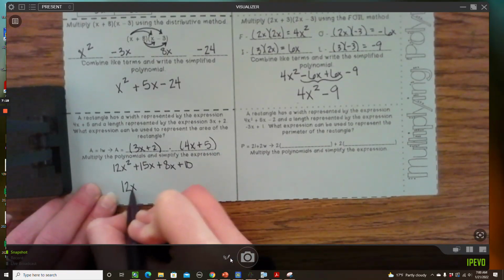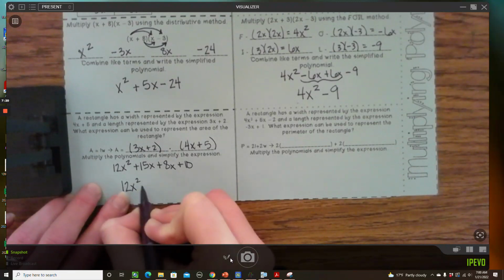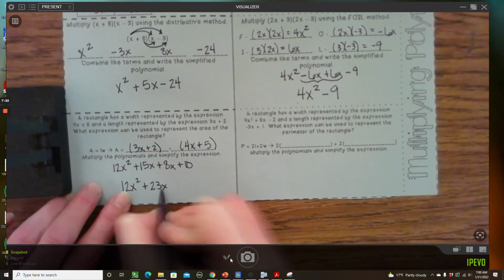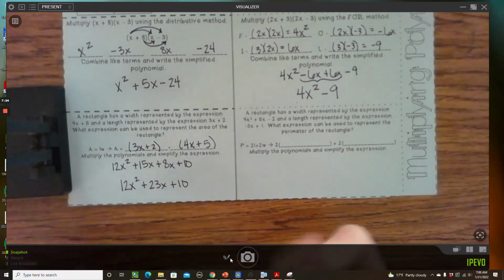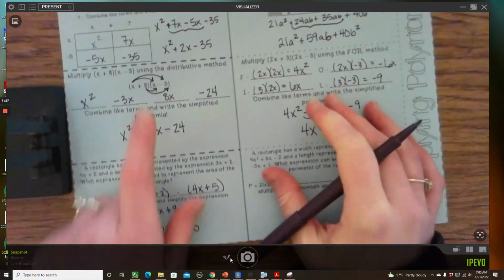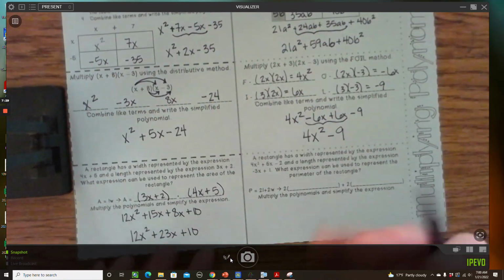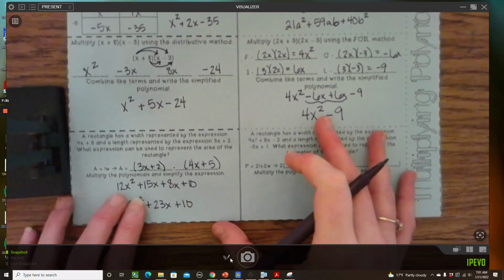Combine like terms. 15x plus 8x gives me 23x. And then plus 10. And so I use the FOIL method here, but you can use any of these other methods as well. They're all going to come out with the same answer.